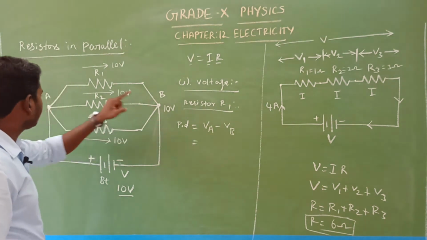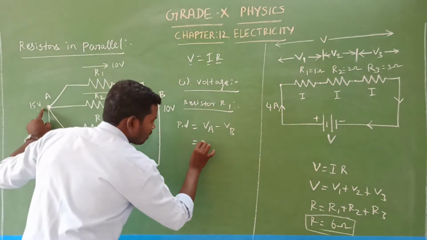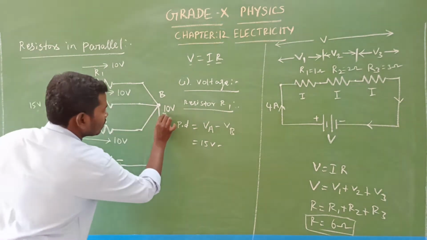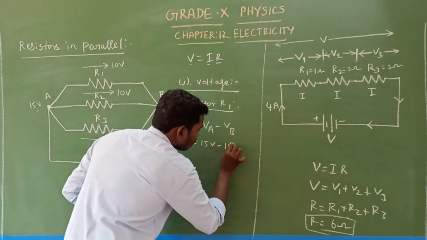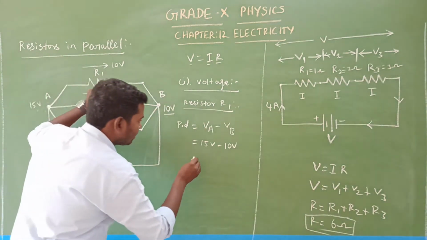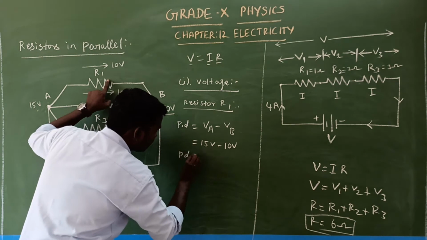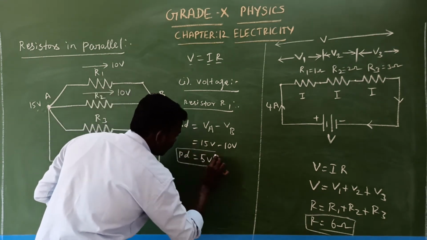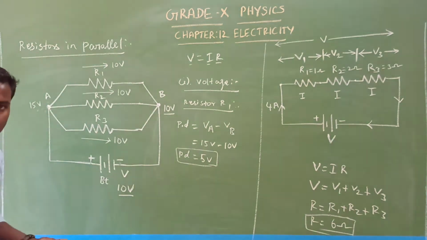So at point A, what is the potential difference? Yes, 15 volt, minus at point B, what is the potential difference? 10 volt. So what is the potential difference across the resistor R1? That will be 5 volt. Is it clear, students? Yes.